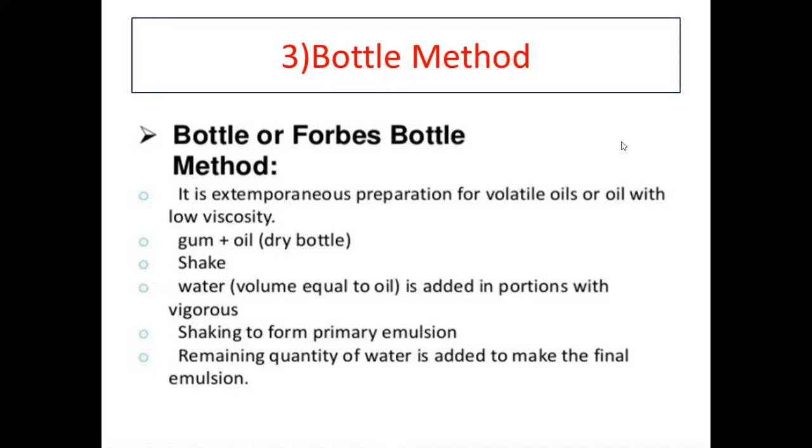समजलेत method of preparation? Method of preparation of emulsions 3 methods आहेत, wet gum, dry gum. समजलेत? Yes, ma'am. Screen is visible to all. Yes, ma'am. Bottle method ही simple आहे and first two, dry gum and wet gum, they are opposite.